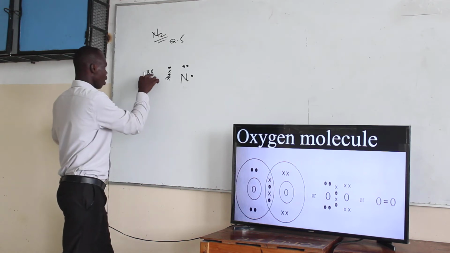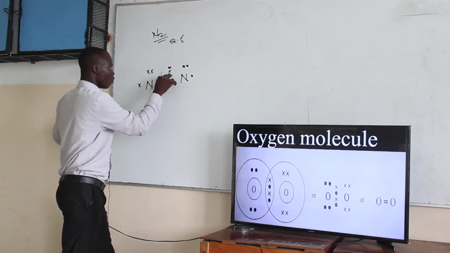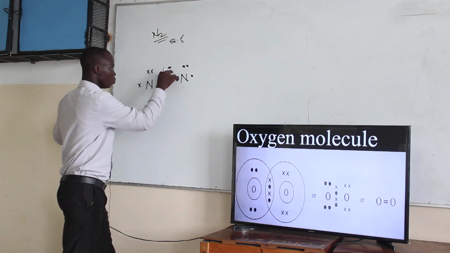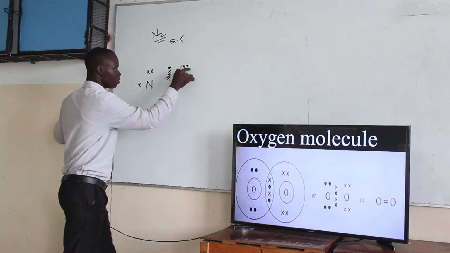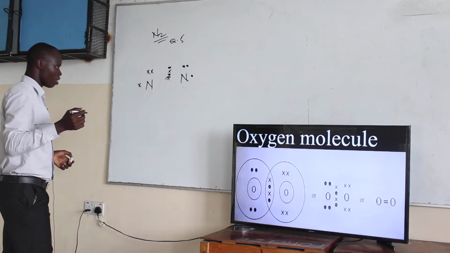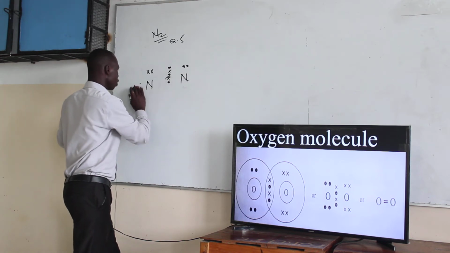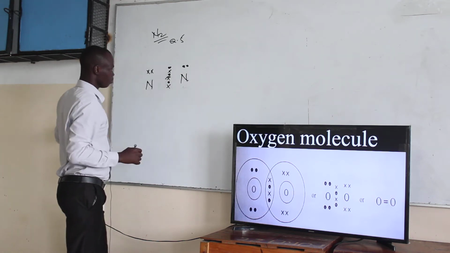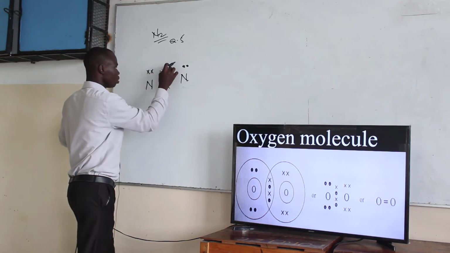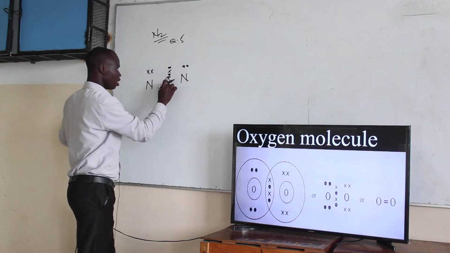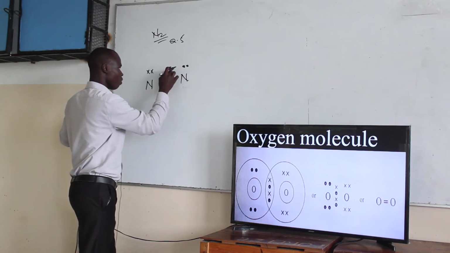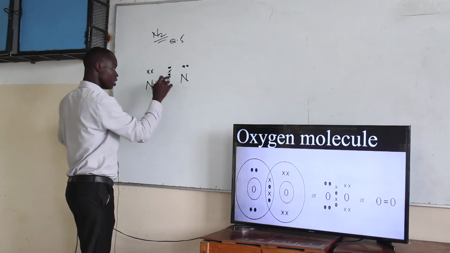So we count 1, 2, 3, 4, 5, 6, 7. Still not enough. Then this one is contributed, comes here. Then this one is also contributed, comes here. So let's see: 1, 2, 3, 4, 5, 6, 7, 8.